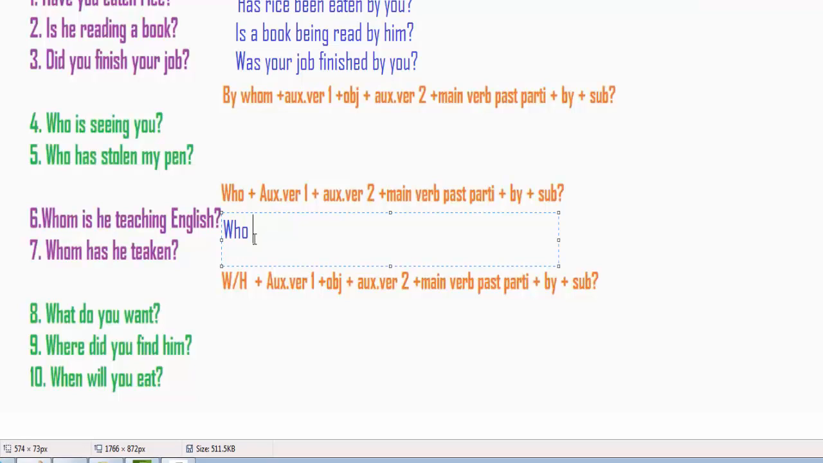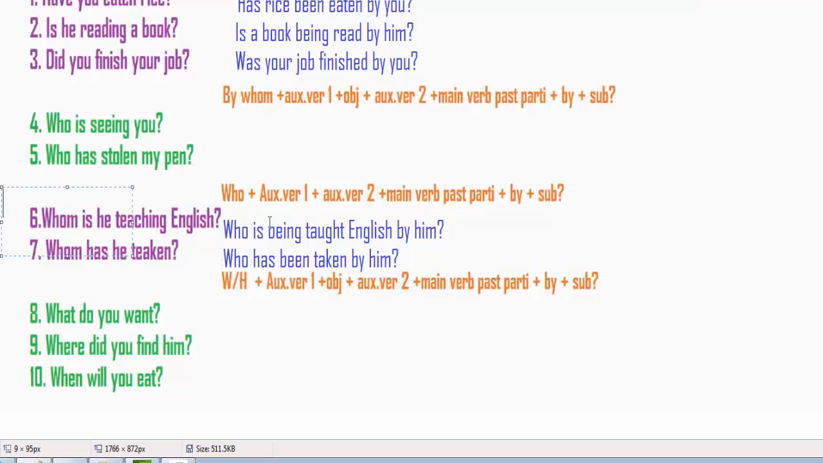Who is being taught English by him? Whom has he taken? Who has been taken by him? In this way, we can turn an active interrogative sentence into passive form. This is the third pattern, and now I will show you the final pattern.